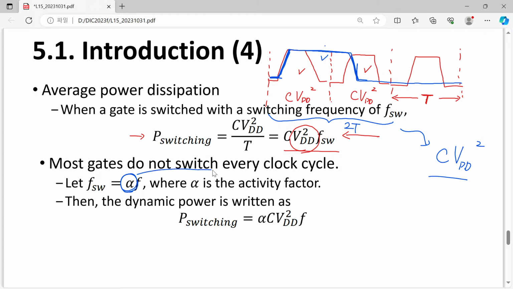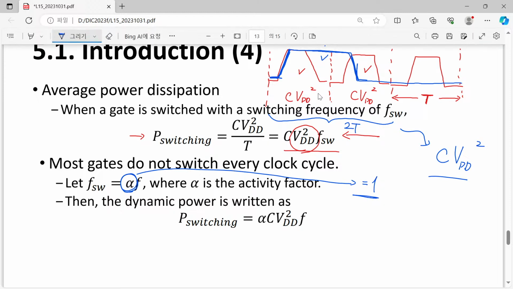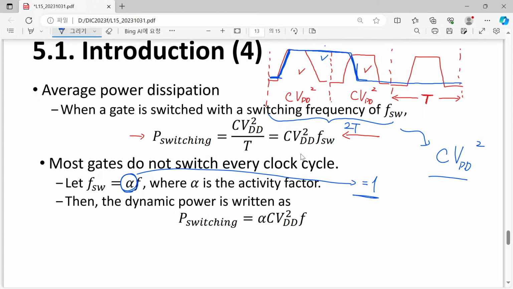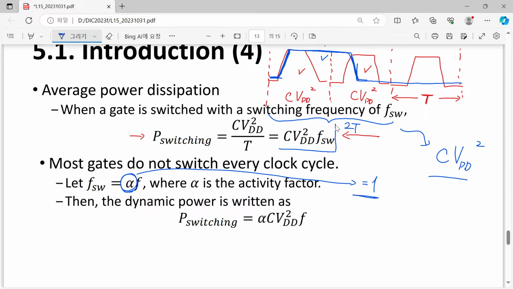So if this alpha is equal to 1, it corresponds to the clock signal. So every time period T, it is turned on and turned off, turned on, turned off. In this case, our switching power consumption will be completely given by this one.